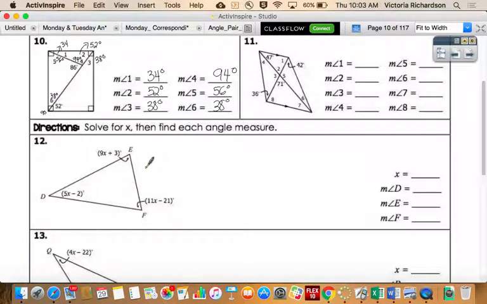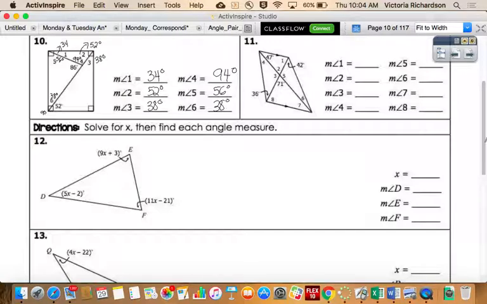I could have also done 180 minus 52 and 90 to get 38 degrees, and then worked backwards from there. So if you don't remember alternate interior angles are congruent, you can work another way to also get the answers. These questions have a lot of different ways in order to get answers, so just try to figure out the way that works best for you. The way that I may work it may not necessarily be the way that you work it.